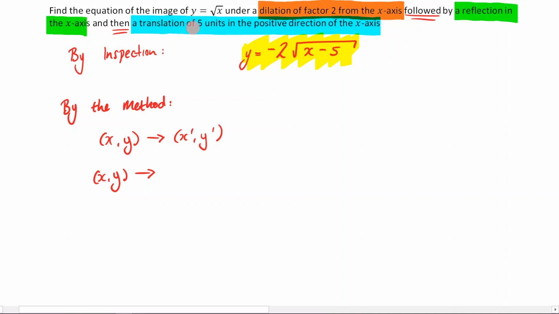Well, I know that I'm translating 5 units in the positive x direction. So that means x dash is going to be x plus 5. And I know that my new y position, well, y dash, I have a dilation of a factor of 2 from my x-axis. So remember, when you're dilating from the x-axis, that affects your y. So it's going to be 2y. And I also have a reflection in the x-axis, and that also affects my y. So it's going to be negative 2y.